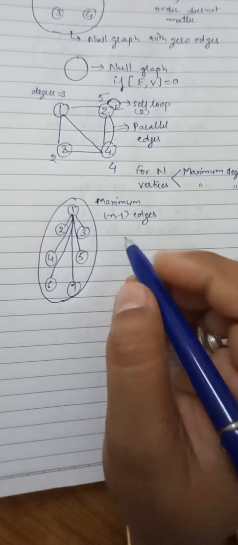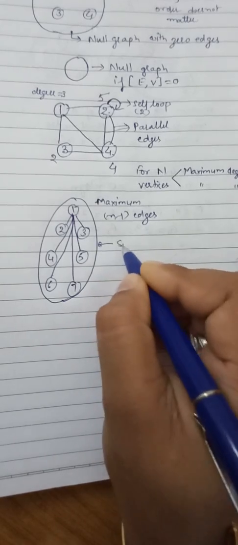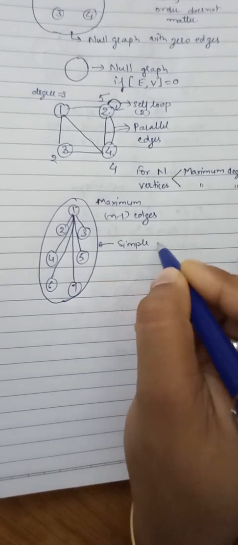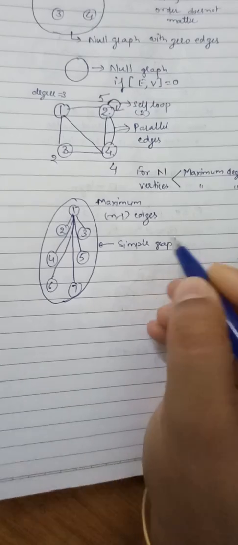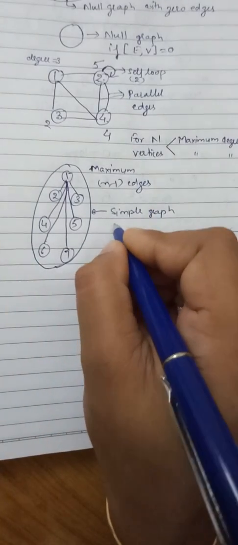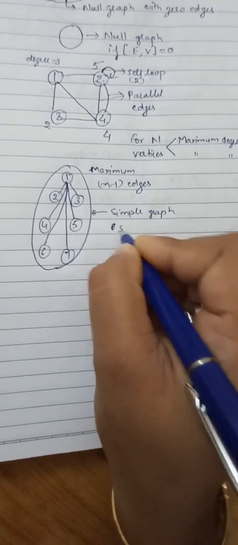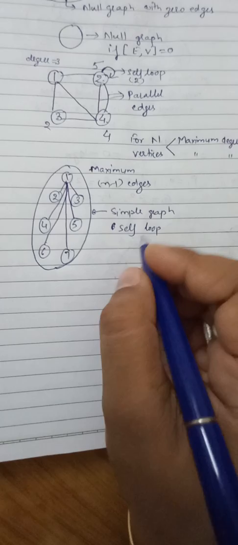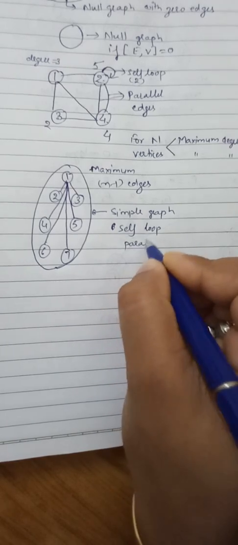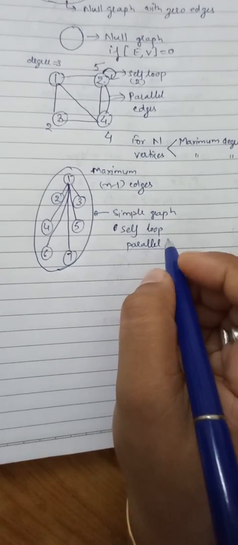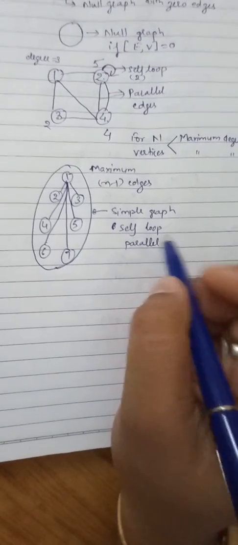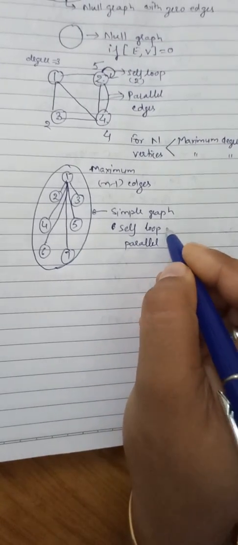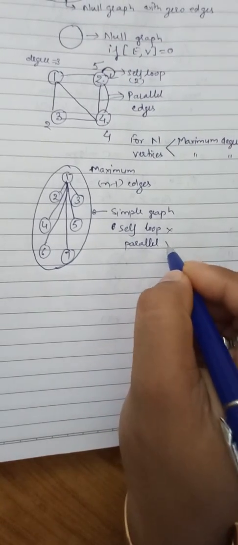This is called a simple graph. But there is no, we can say, self loop present and parallel edges are not present. Self loop is not present here and parallel edges are not present here.